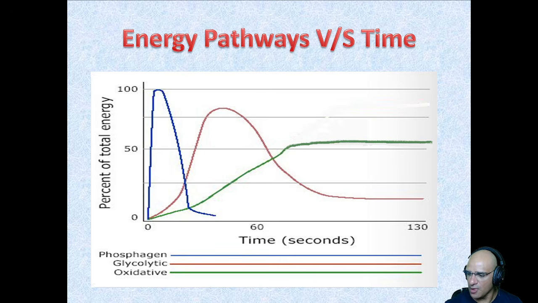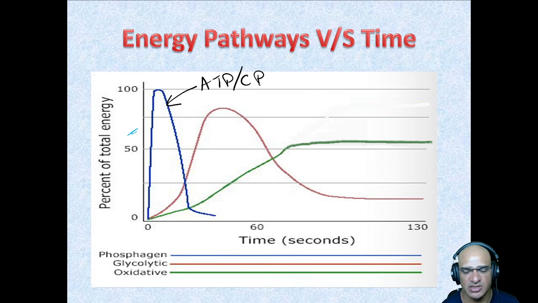is the energy system. Now we are going to look at the different types of energy system. So we primarily have three types of energy system.